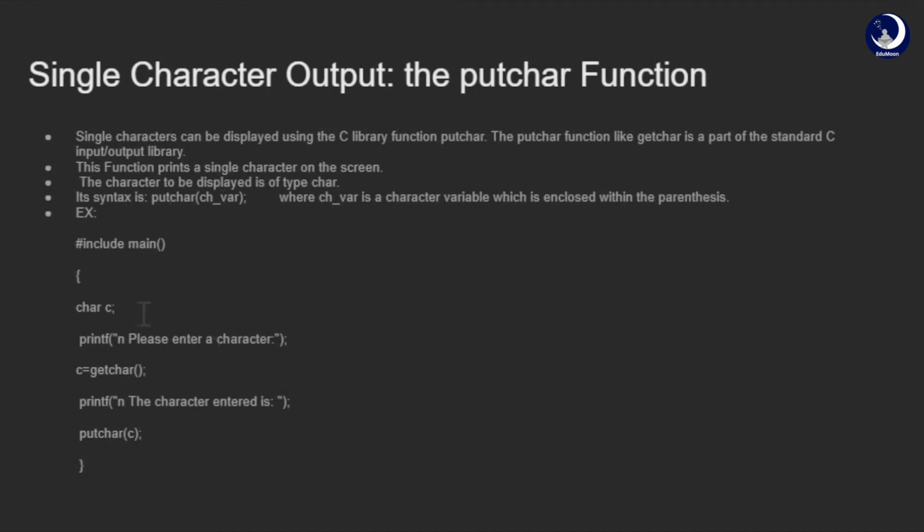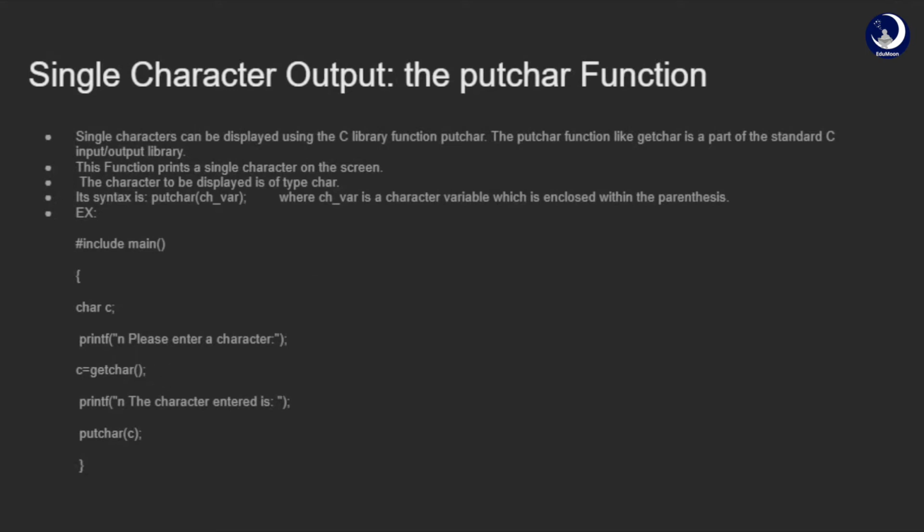In this example, we have char c and we ask the user to enter a character. The entered character is taken to c using the getchar function, and this c is printed using the putchar function. So the putchar function basically outputs a single character here, which is taken by the getchar function.